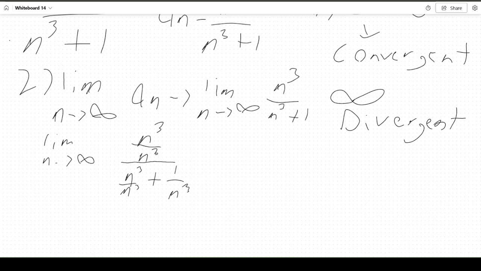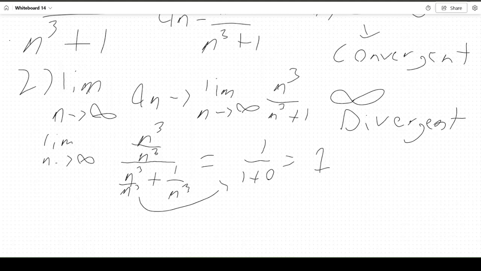And when you see this, n to the power of 3 over n to the power of 3 will be just 1. And this would be equal to 1 as well. And 1 over n to the power of 3 will be equal to 0, because the number is infinite, and when you divide over an infinite number, that is just 0. So this will be equal to 1.